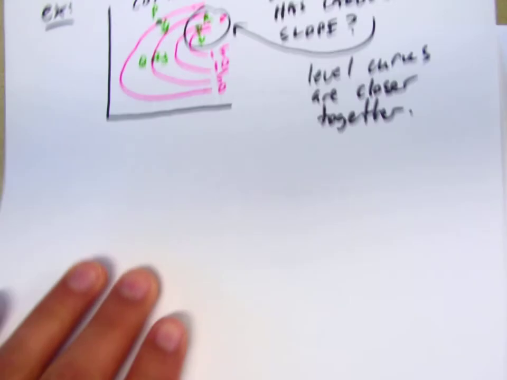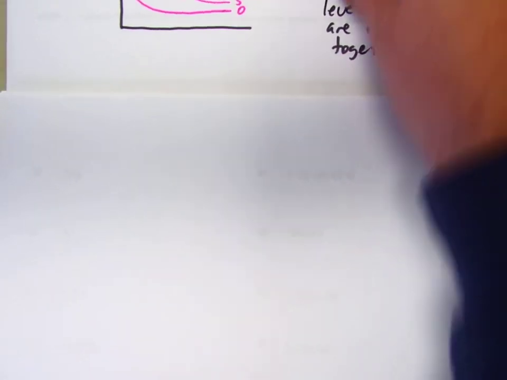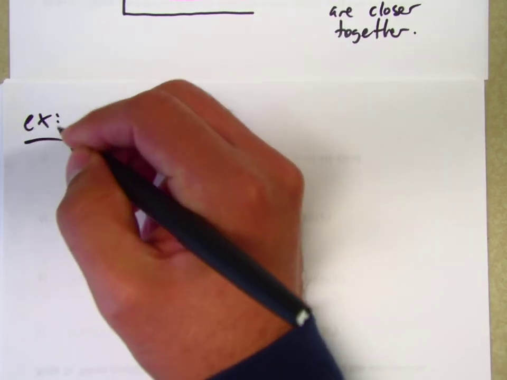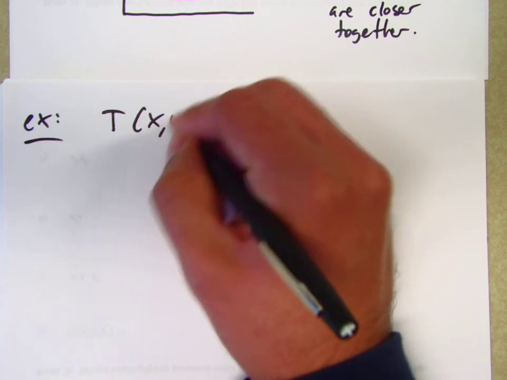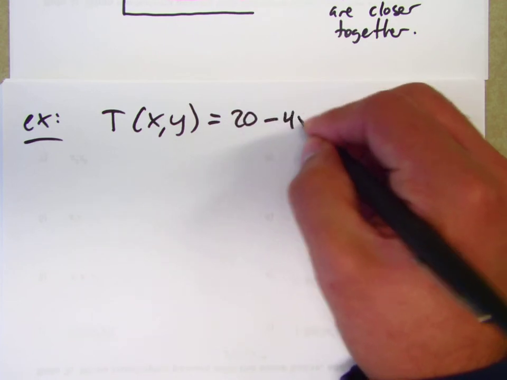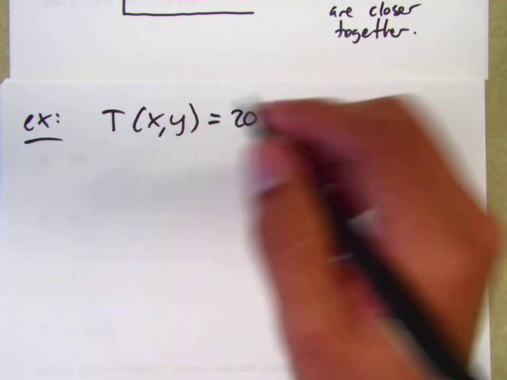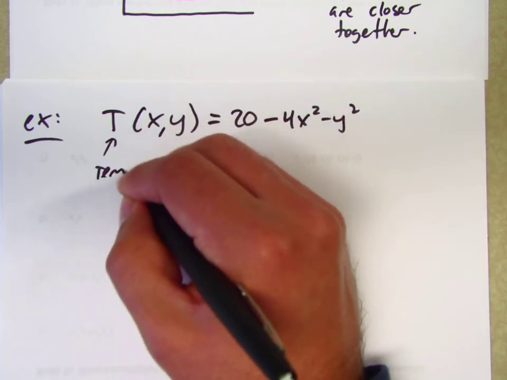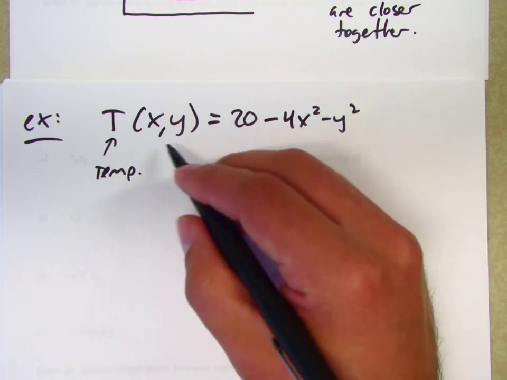And so we're going to try to tie the two concepts I gave together. Let's just go through it first. So here's another example. Let's say the temperature on a plate can be given by this function, 20 minus 4x squared minus y squared. So this represents temperature on a plate, and x and y are both in centimeters.